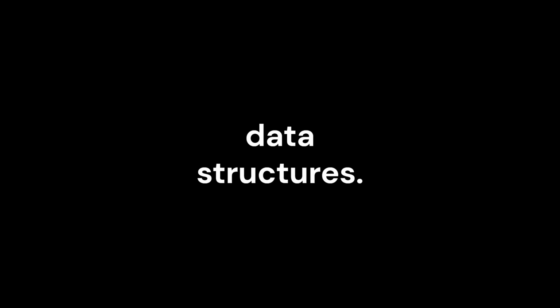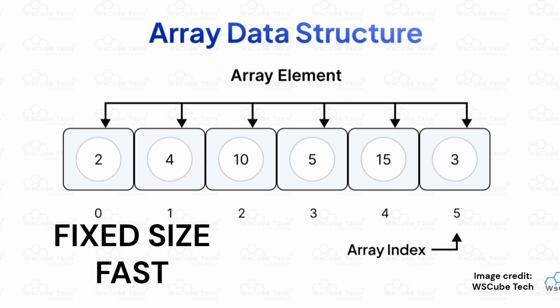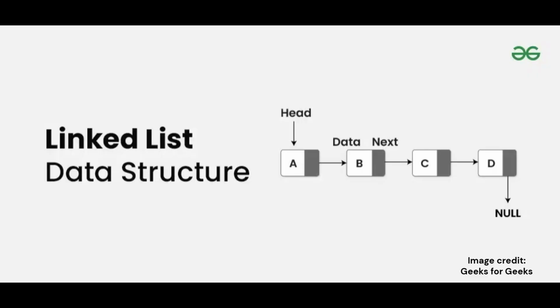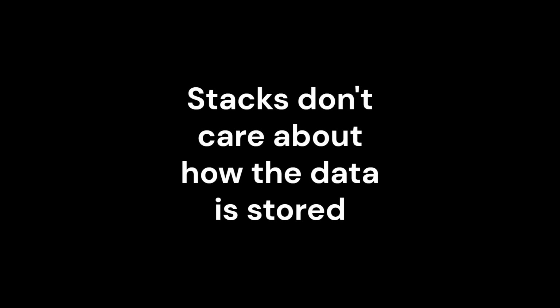We can store data in various data structures, the simplest one being an array, which has a fixed size. Access is pretty fast. We've also got linked lists, which have a flexible size, but they're difficult to implement, and they're slow. But one thing is, stacks don't really care how data is stored.